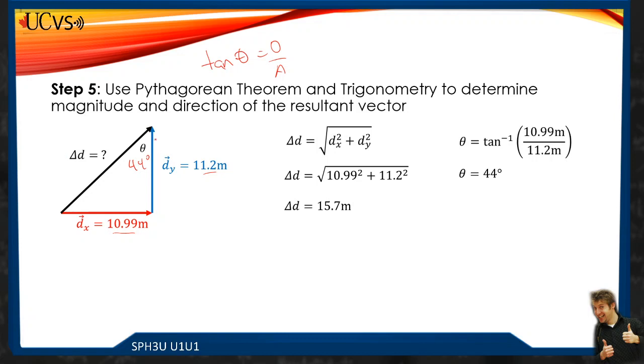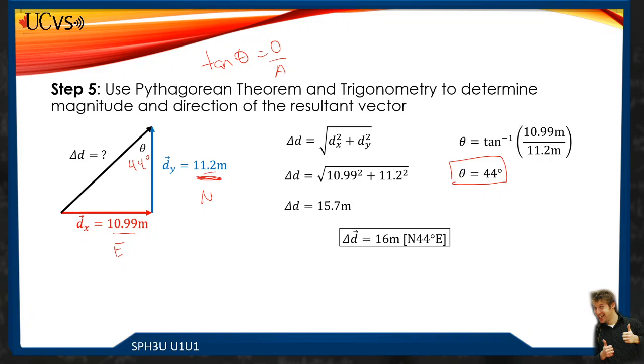Now, which direction is it going most? The y direction is larger, right? So it's mostly going north, and then there's a little bit of a correction in the easterly direction. So we say it's going, using two significant digits, 16 meters north. It's going mostly north, and then we're correcting it by going 44 degrees east.